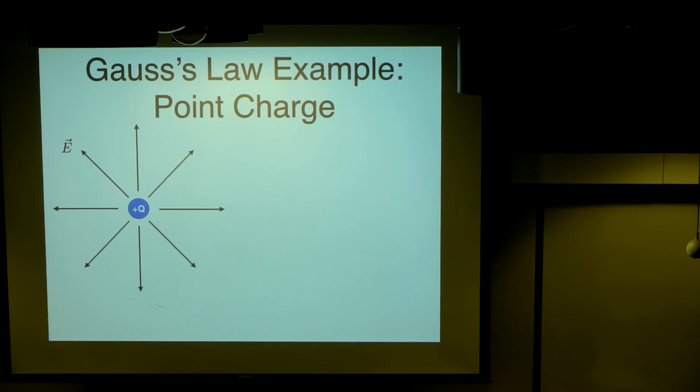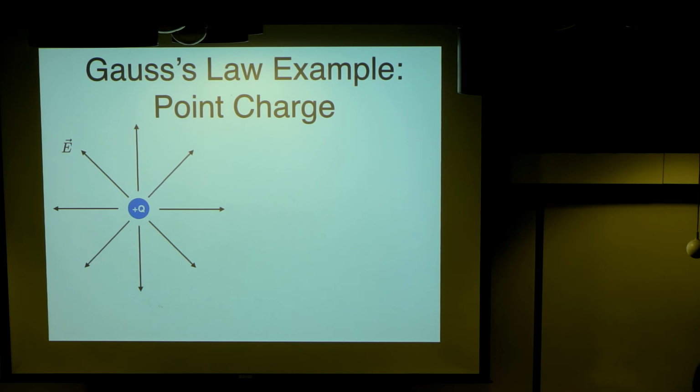Now that we've established what the E field looks like, here's what we do next. We're going to draw a surface. This is the thing that I mentioned earlier called our Gaussian surface. It's going to surround the charge. What shape should we choose for our Gaussian surface here? Spherical symmetry. It's natural that we would choose a sphere for our Gaussian surface.